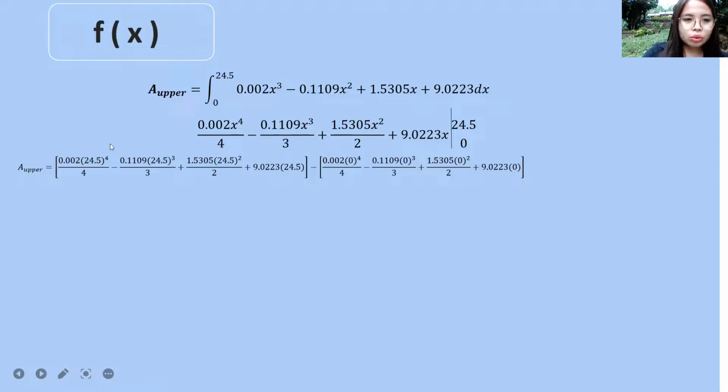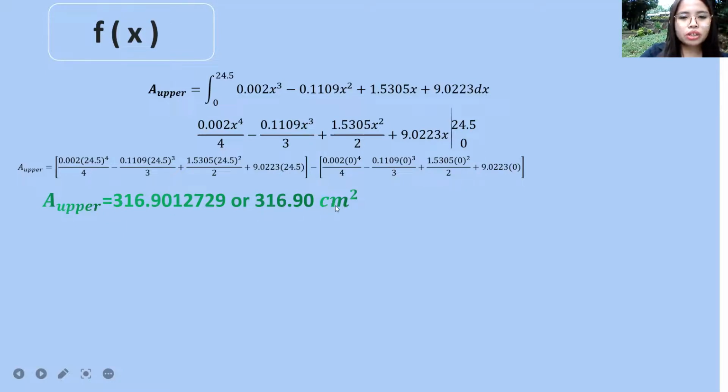So next, we're going to evaluate. This is f of b minus f of a. So our f of b is our upper limit 24.5, while our f of a is our lower limit, which is 0. Using your calculator, you plug in this value. So you will come up with the area of the upper curve down to the horizontal line, 316.90 square centimeter. So the question now is, why is it square centimeter?